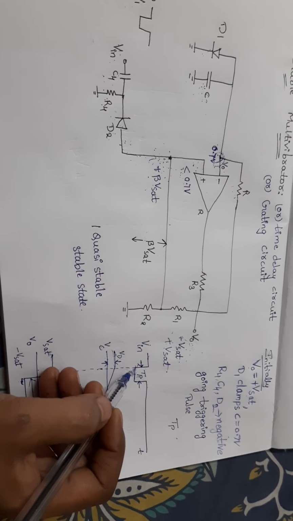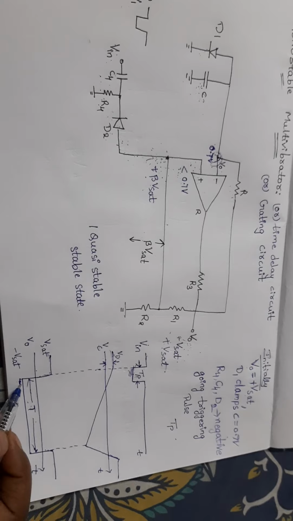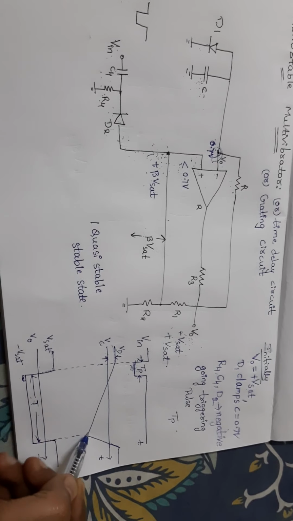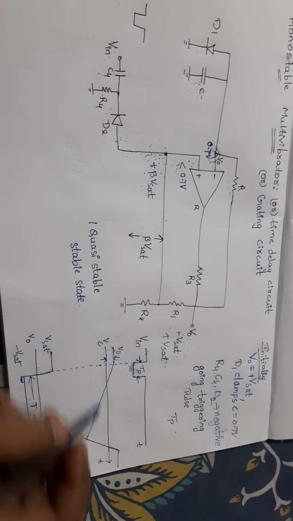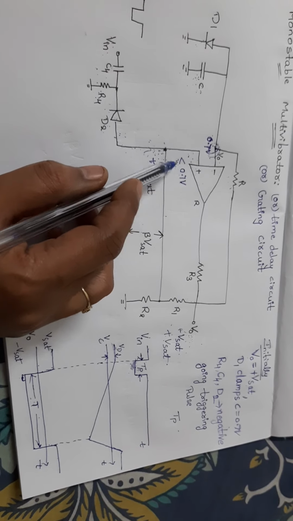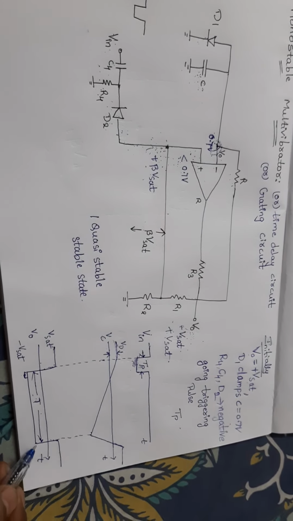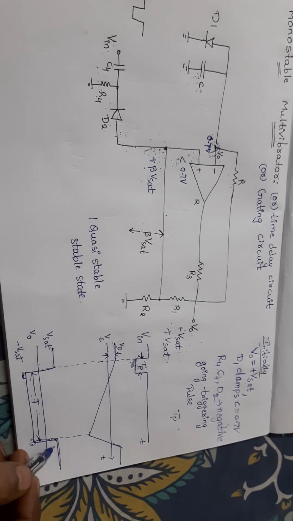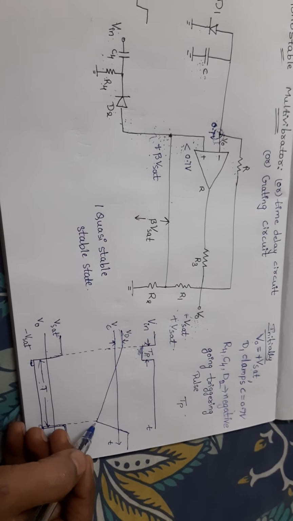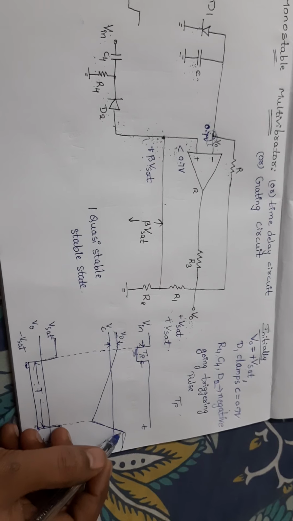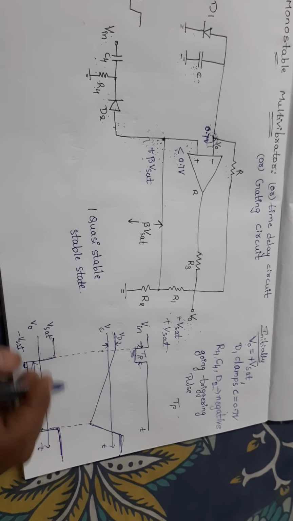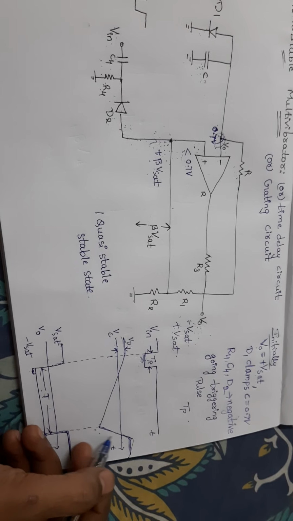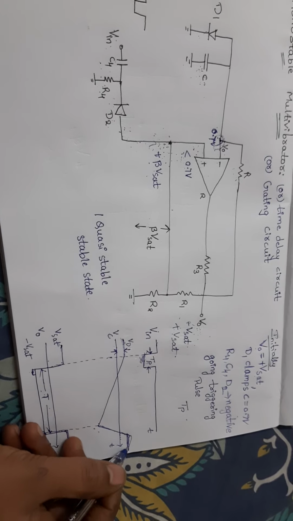Whenever you apply this negative triggering pulse, the capacitor starts going negative. Whenever it is more negative than the voltage at this positive terminal, immediately the output shifts to plus Vsat. Whenever the output shifts to plus Vsat, again the capacitor moves over to a constant 0.7 volts. For the capacitor some delay will be there, this delay, and again it goes to a constant 0.7 volts.